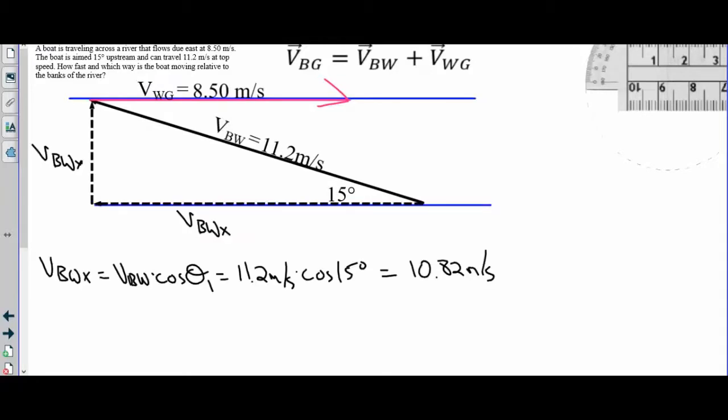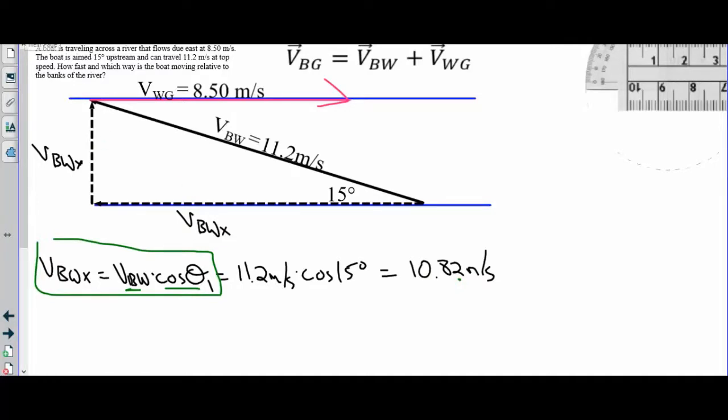Knowing that I'm going to have to add these two vectors together, I'm going to break them down into their x component and y component. So I broke it down into a right angle triangle. To find the velocity of the boat with respect to the water in the x direction, I would take the equation, the adjacent side is equal to the hypotenuse multiplied by cos of the angle, which in this case is 15. So I take my 11.2 meters per second multiplied by cos 15 degrees, and I should get 10.82 meters per second. If you drew this to scale, this line would be about 10.8 centimeters. Odds are good you won't be able to get that extra 0.2 in.